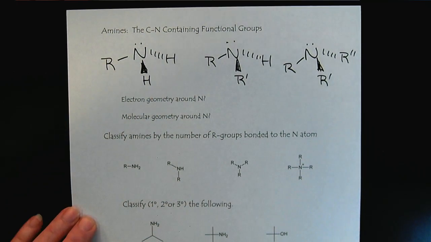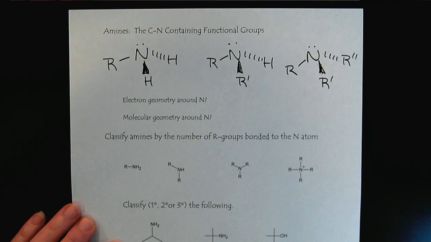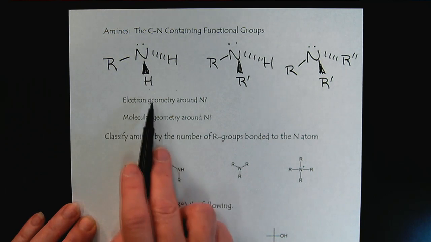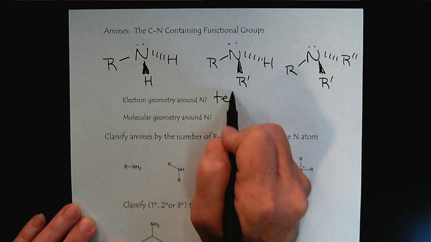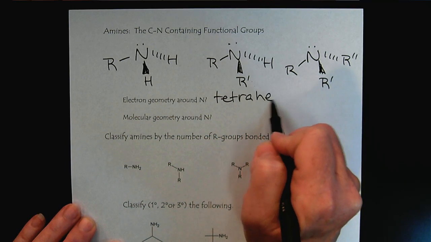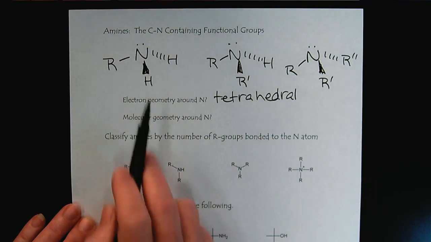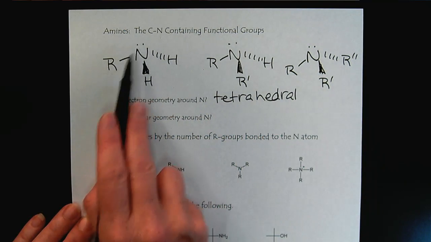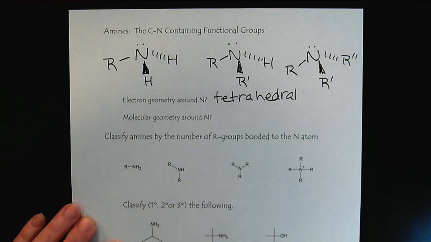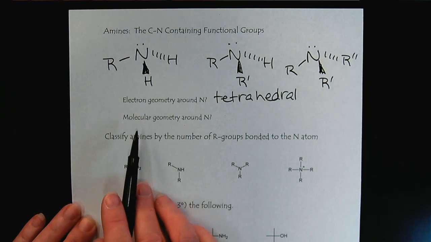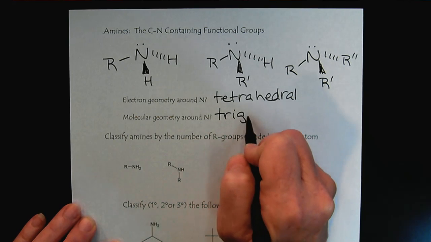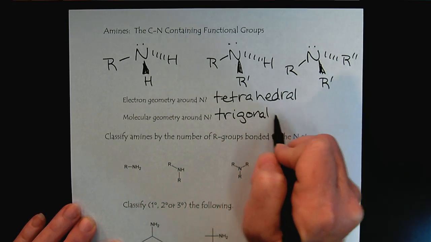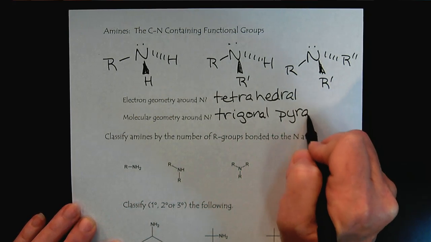All right, so let's briefly review our electron and molecular geometry. Nitrogen has 4 regions of electrons, so we describe that as tetrahedral. However, one of the regions is a lone pair, so I've drawn this using the wedges and dashes to convey the molecular geometry. The atoms are going to form the shape of a trigonal pyramidal geometry.